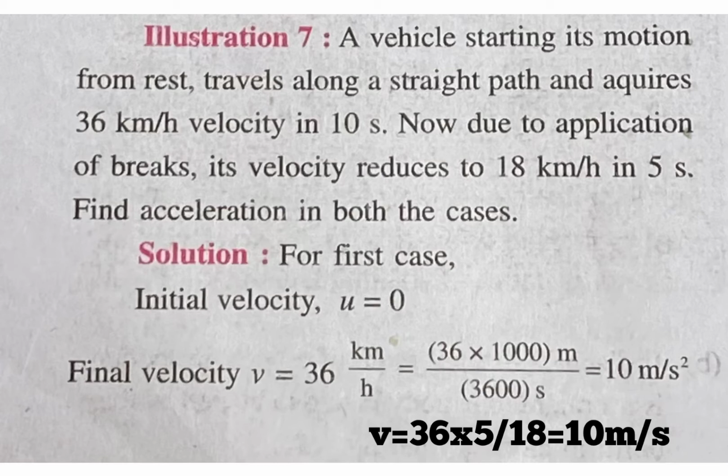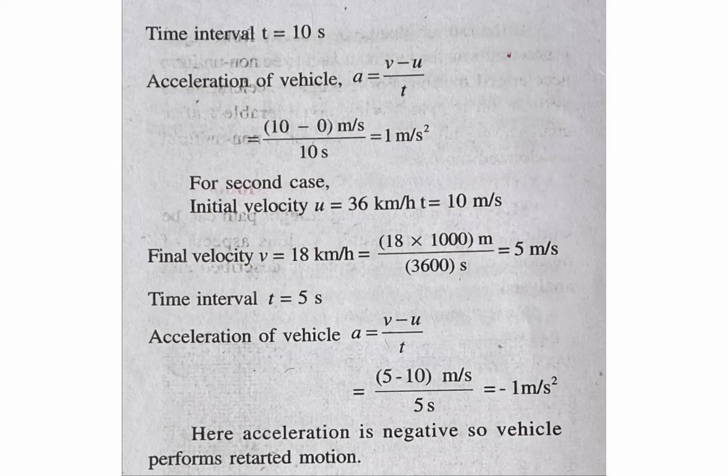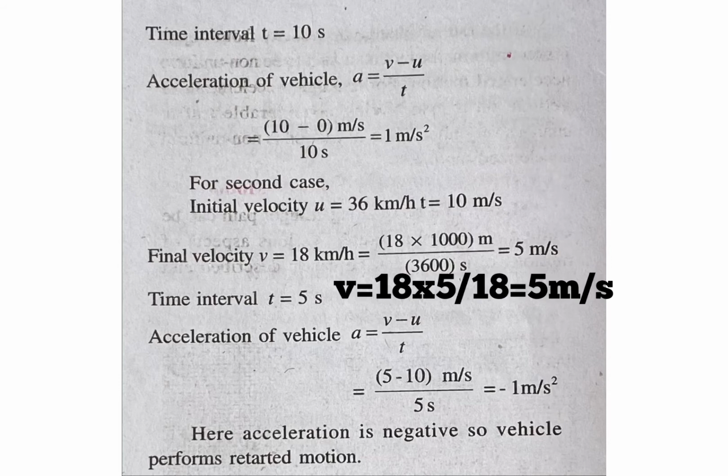Yes, 36 into 5 by 18, that is equal to 10 meter per second. t is equal to 10 seconds. So apply the formula: a is equal to v minus u upon t, that is 10 minus 0 upon 10, that is equal to 1 meter per second square. So the acceleration in the first case is 1 meter per second square.